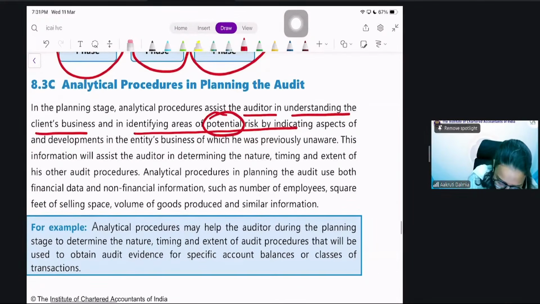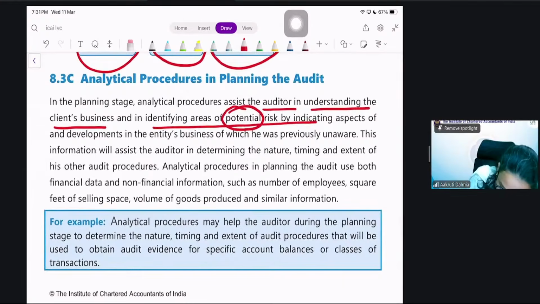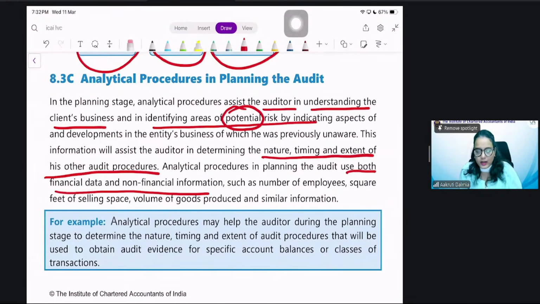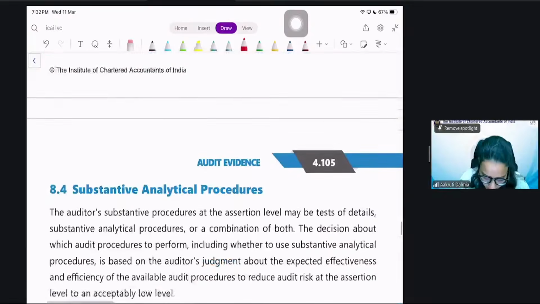The information will assist the auditor in determining the nature, timing, and extent of other audit procedures. Analytical procedures in planning use both financial data and non-financial information, like the number of employees, square feet of selling space, and volume of goods produced. All this information you can use in planning. That's it. This much is there.